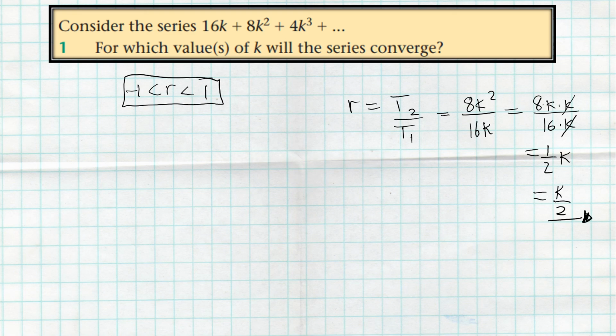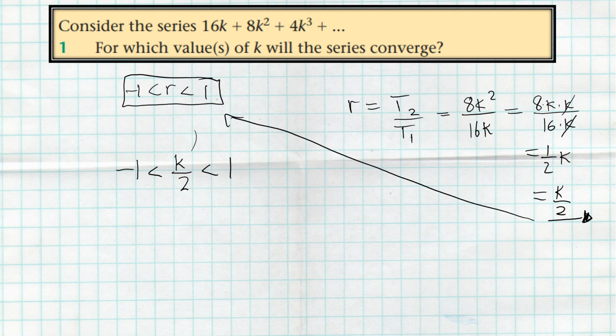So our r is k/2. So if you want to solve for which values of k will the series be convergent, what you do, you substitute your r where there is the condition for convergent. So we're going to go back here and we're going to substitute our r, which is k/2, must be between -1 and 1. You are not done, right? They need the value of k. For which values of k? So you have to solve for k.